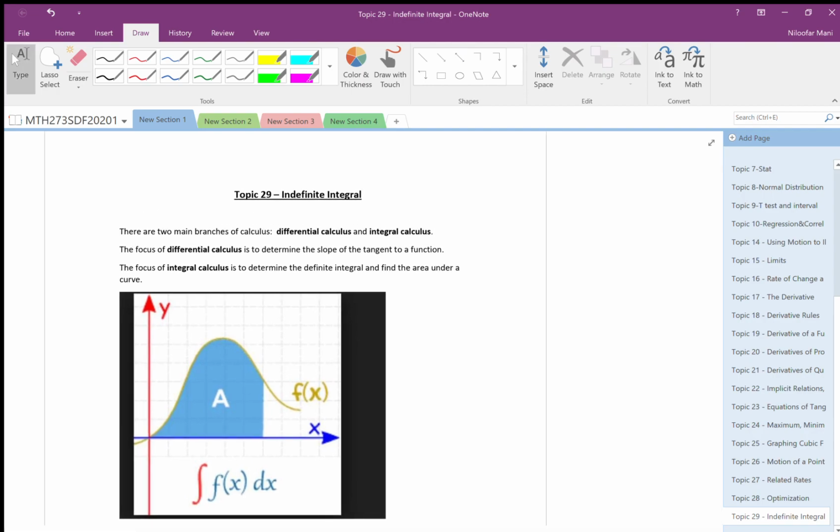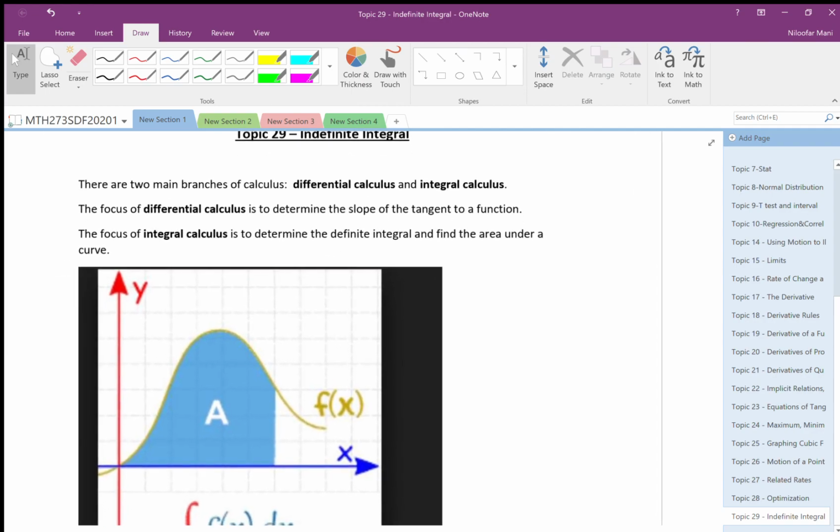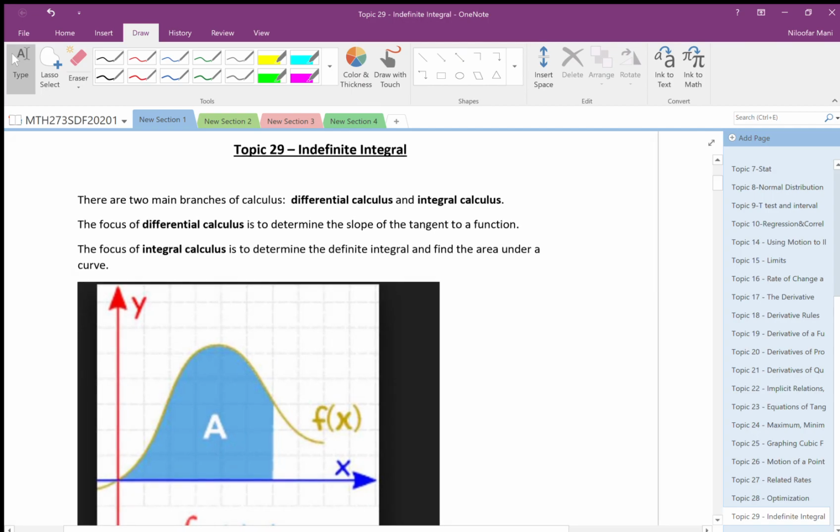So we just start topic 29. It's integral or antiderivative. At the beginning I can give you just an introduction. Differential calculus is just the process of finding a slope of a tangent line, and we talked about that. We started with a slope of a tangent line, and we knew that we had to do it by a limit, and the limit was 0/0, and then we just worked around it, and then we just defined that as the derivative of the function.